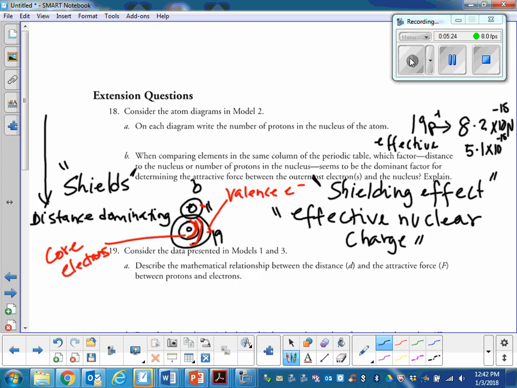Whereas if you go across a period, does the number of shells change? Does the number of shells change across a period?